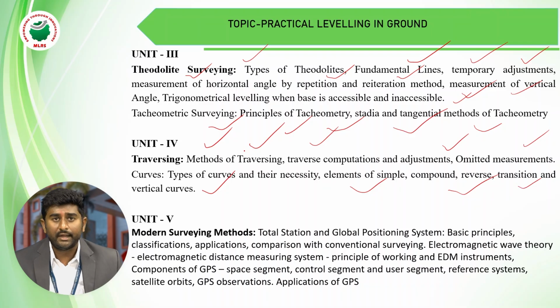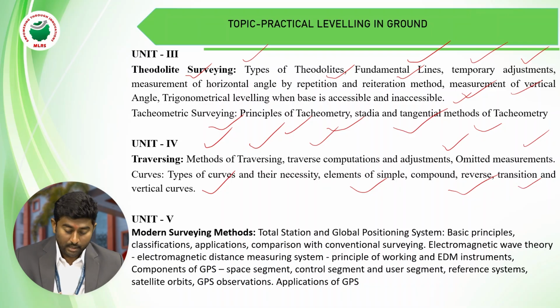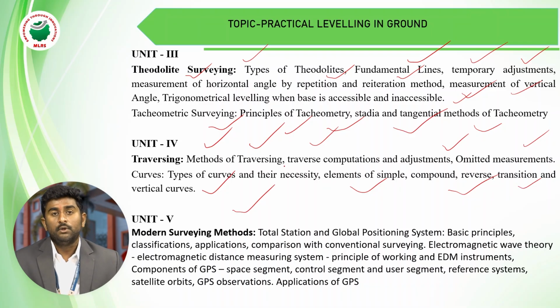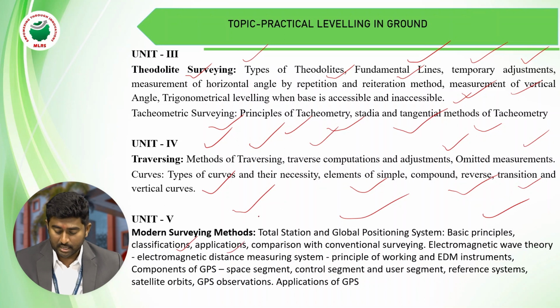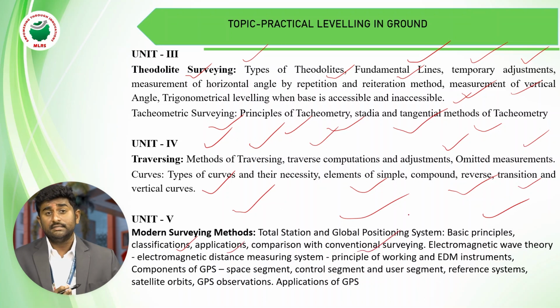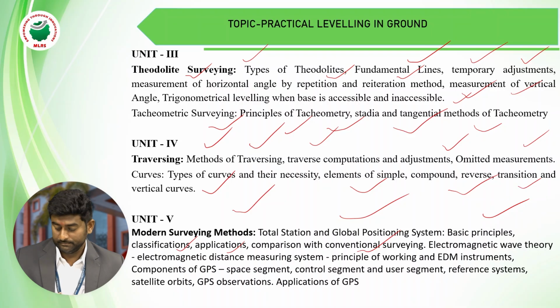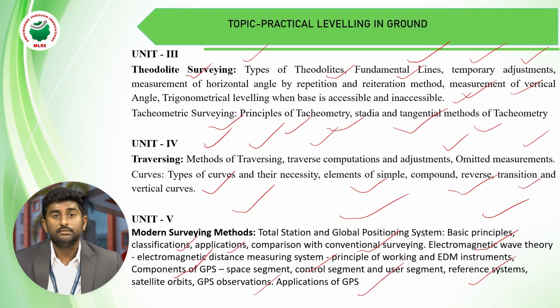Next, the last and final unit in surveying is modern surveying methods. What are the modern surveying methods? Like GPS systems, basic principles, classifications, applications and comparison of conventional signs and symbols used in surveying. Next, electromagnetic wave theory in surveying, like GPS, projections and reference systems, GPS observations, applications of GPS used in surveying, modern survey for the land survey.